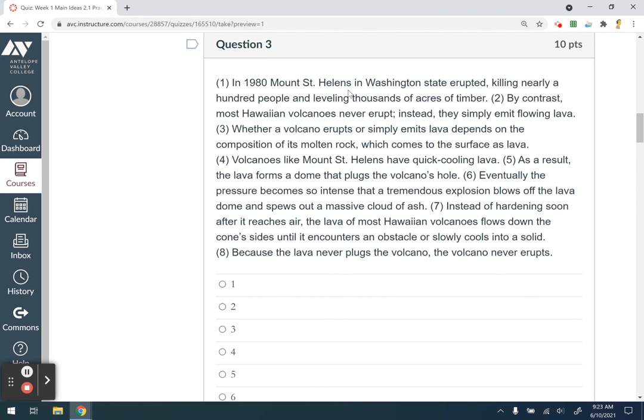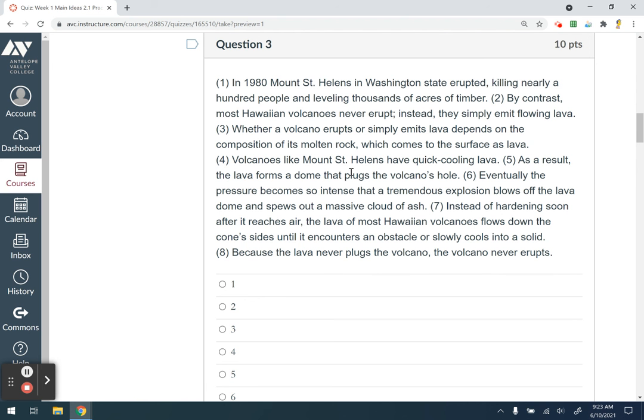But again, for the paragraph or article, this is what you look at: it did not just talk about Mount St. Helens. So sentence 1 cannot be your main idea because it doesn't mention just Mount St. Helens. If we jump down to sentence 4, volcanoes like Mount St. Helens have quick cooling lava. So as a result, the lava forms. So it's giving us information about volcanoes.